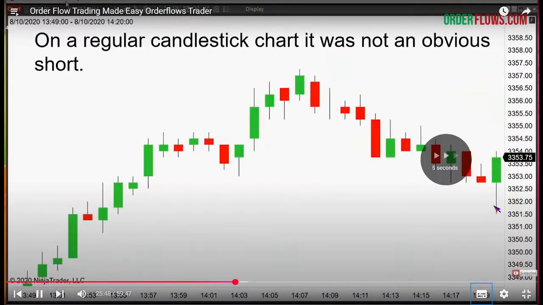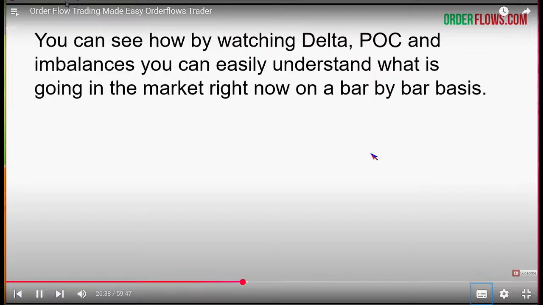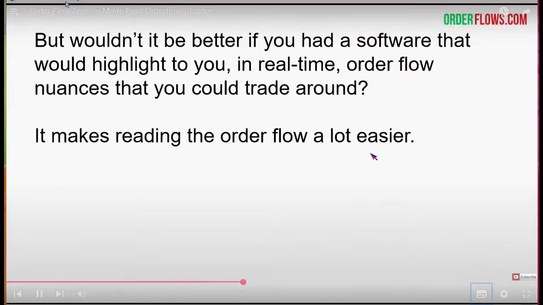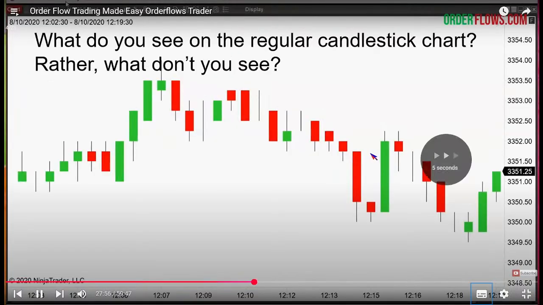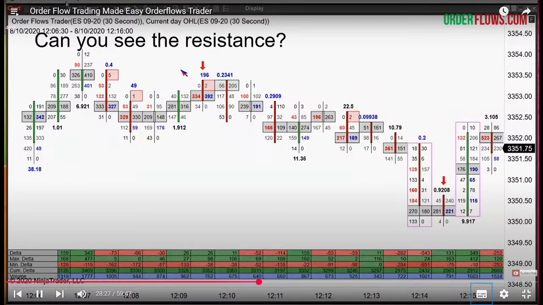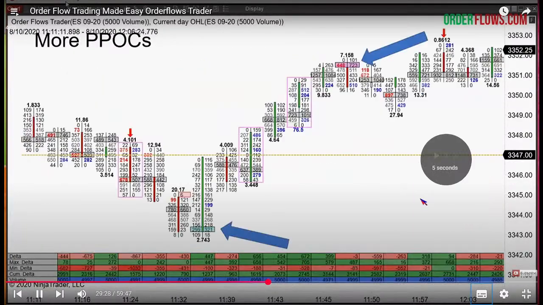Candlestick guys look at what's going on in the market right now on a bar by bar basis. But wouldn't it be better to share some of these topics, a point of control, for example, so that you'll see it right away? Help them start right here.